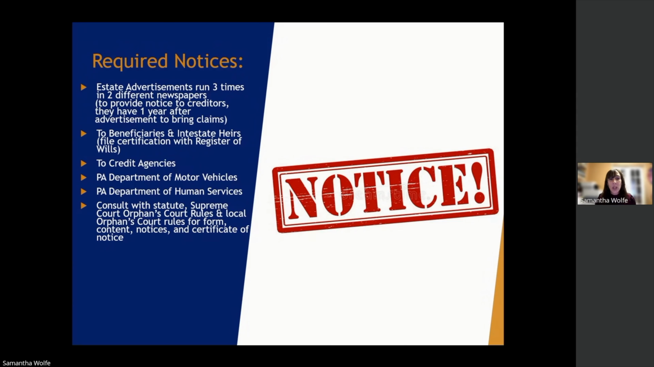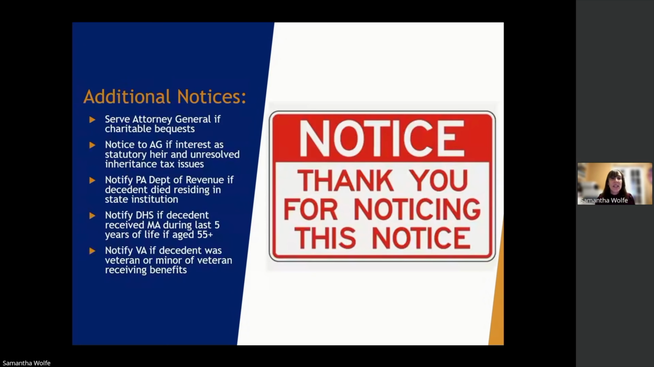We recommend that you notify the Department of Motor Vehicles and the Pennsylvania Department of Human Services. You want to consult with Pennsylvania law and make sure that you're following all the court rules for the notices. That's where typically you engage an attorney to make sure that you're doing all the notices correctly and filing them properly. For additional notices, you might have to notify the Attorney General for Pennsylvania if there are charitable bequests.